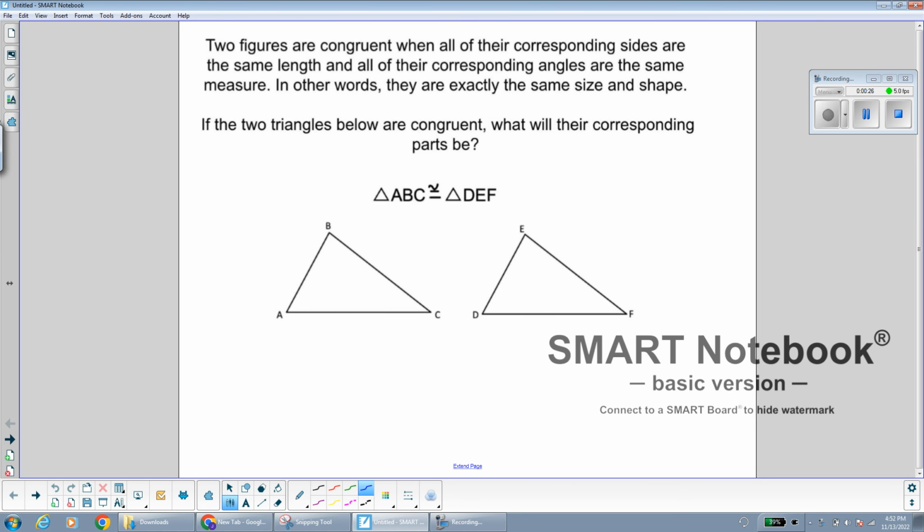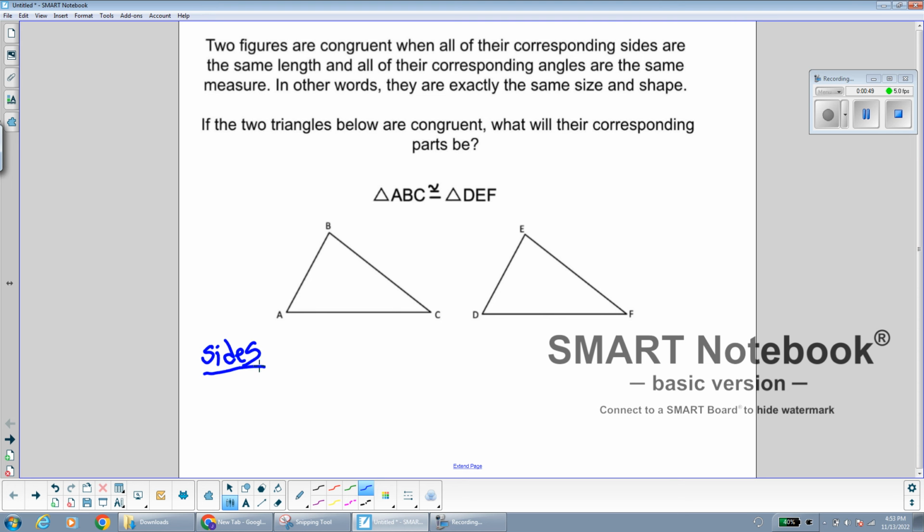So in the triangles below, we know that they are congruent. It tells us that the triangles are congruent. So let's write down what their corresponding parts will be. And you might want to take a second and pause the video and try to write down the corresponding parts on your own. Okay, so let's start with the sides, the corresponding sides.